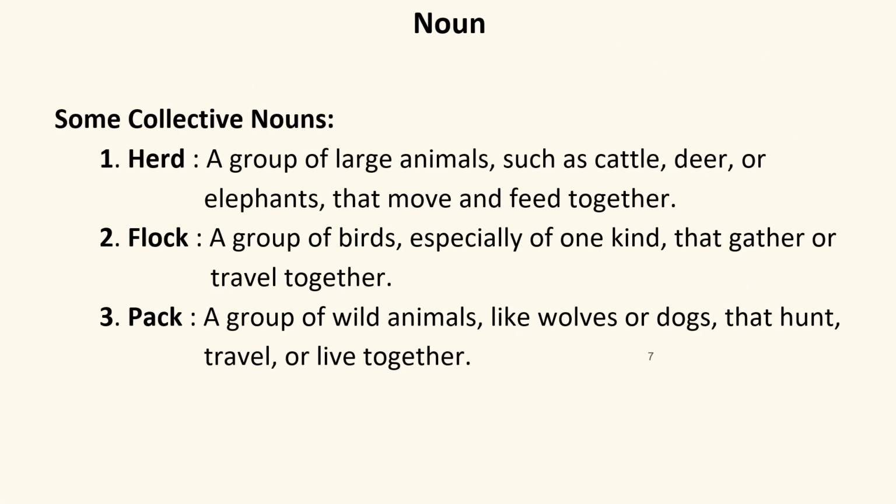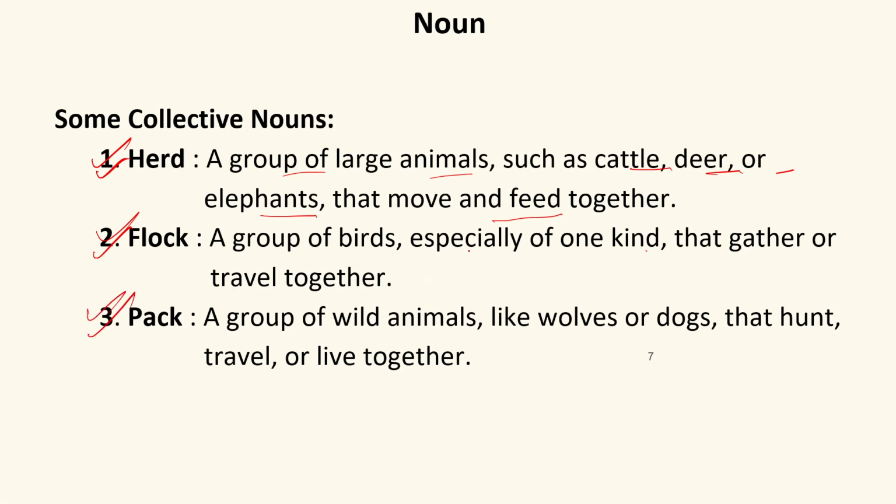Now we have some examples of collective noun over here. First, we have herd. Herd is a group of large animals such as cattle, deer, or elephants that move and feed together. So you can say herd of cattle. Flock of sheep, flock of birds. The flock is again a collective noun, especially of one kind that gather or travel together.